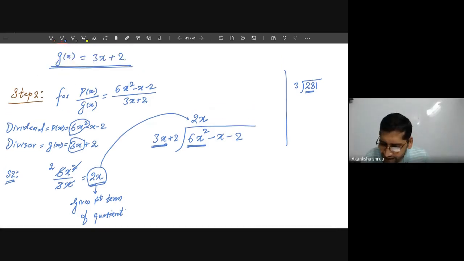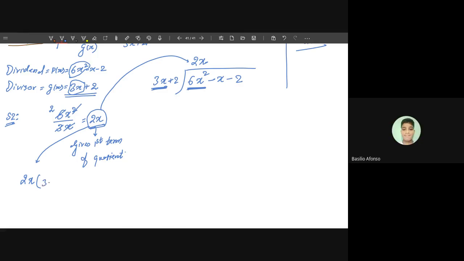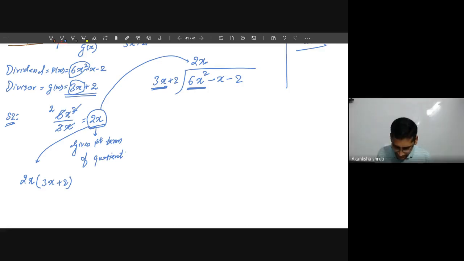Now, student, what did we do here earlier? How were we deciding the question for division of numbers? Just by taking a multiple of 3, it was coming 9 times, and we were writing the 27 here. So what to write here? For writing that, student, you have to take this 2x and multiply it with the entire divisor. What is our divisor? Our divisor is 3x plus 2. So remember that the ratio of the first terms of the dividend and divisor that you obtained, you have to multiply with the entire divisor, this divisor that we have written here. Okay, student, now just multiply this.